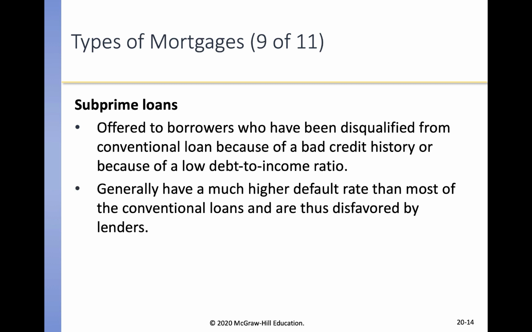There is such a thing as a subprime loan, and a subprime loan is going to be offered to borrowers who've been disqualified from a conventional loan because of a bad credit history or a low debt-to-income ratio. They usually have a higher default rate, probably higher interest, higher fees.